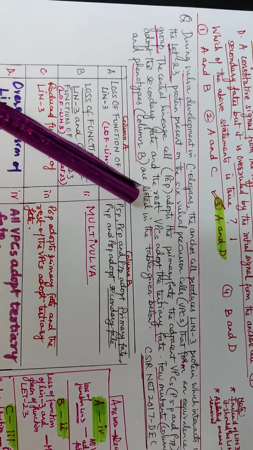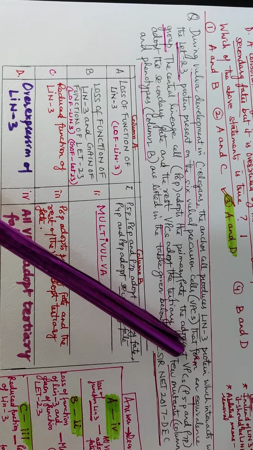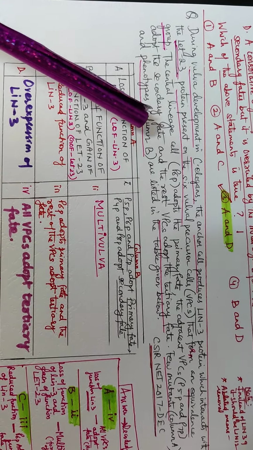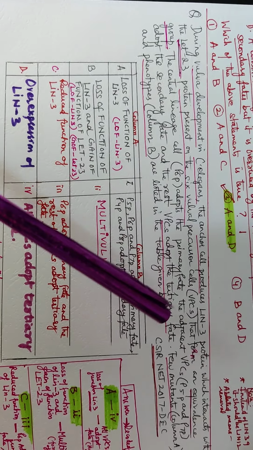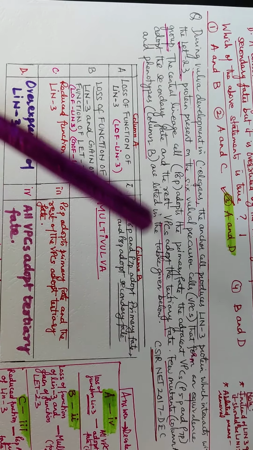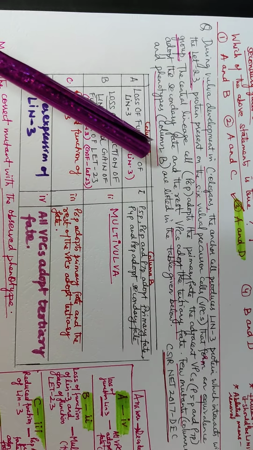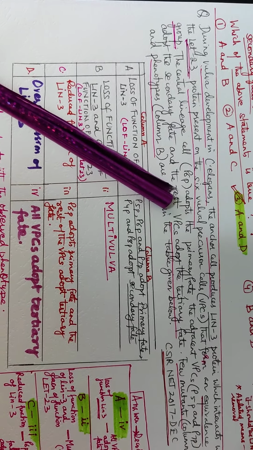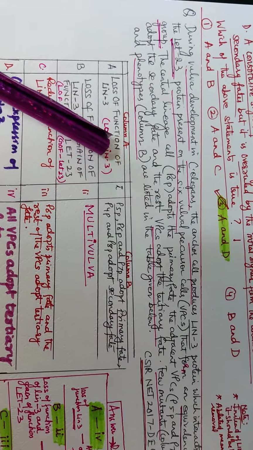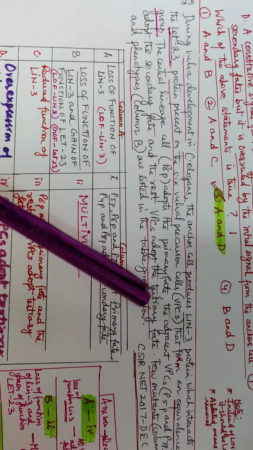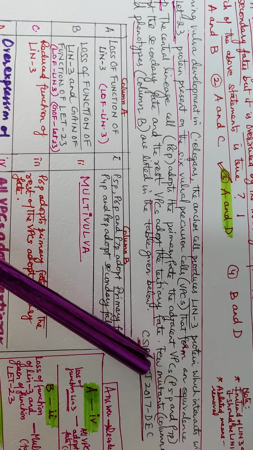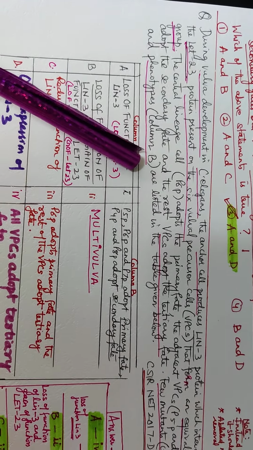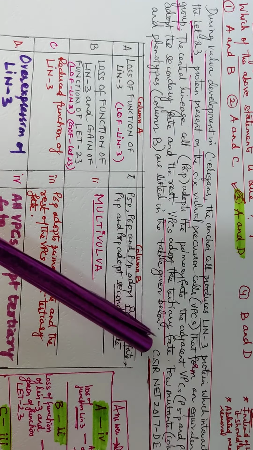During vulva development in C. elegans, the anchor cell produces Lin3 protein which interacts with the Let23 protein present in the 6 vulvar precursor cells that form an equivalence group. Thus, it is also called central lineage. The central lineage cell P6.p adopts a primary fate. The adjacent VPCs P5.p to P7.p adopt the secondary fate and the rest of the VPCs adopt the tertiary fate.